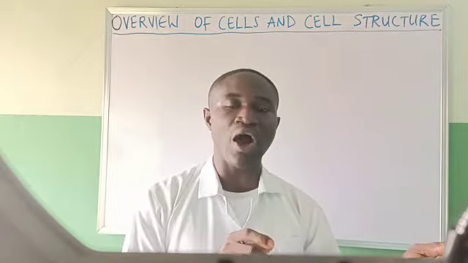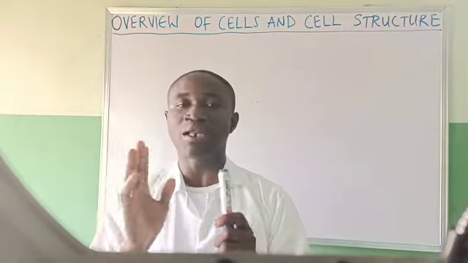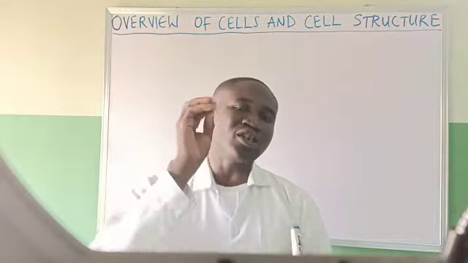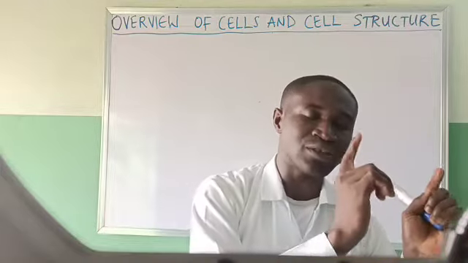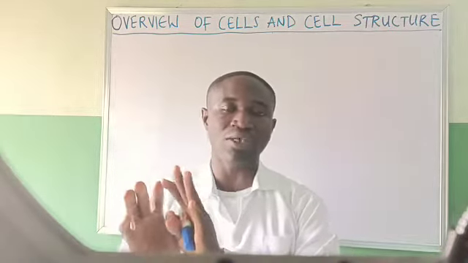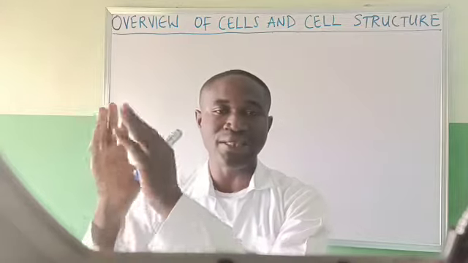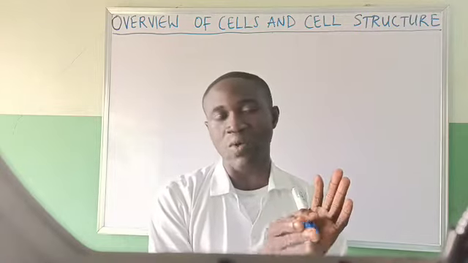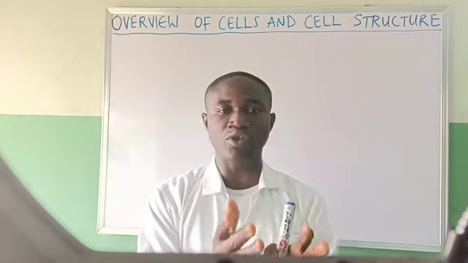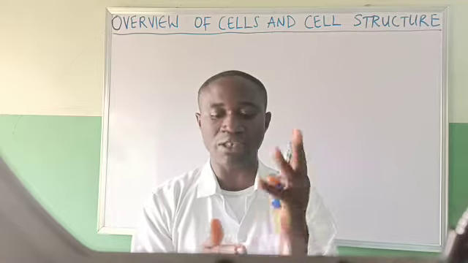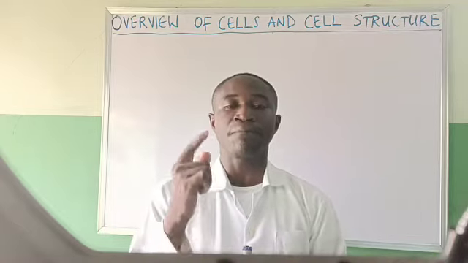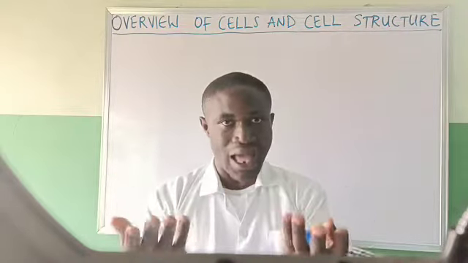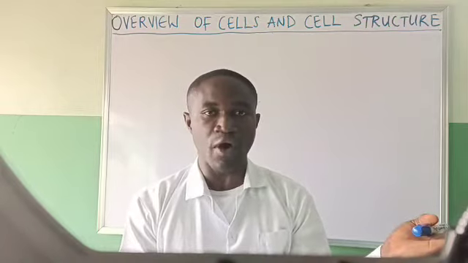That is unicellular organism and multicellular organism. When you talk about unicellular organism, we are talking about an organism that has only one cell. When you talk about multicellular organism, you are talking about an organism that has many cells, that is more than one cell. Examples of unicellular organism are Amoeba proteus, Euglena viridis, Chlamydomonas, Paramecium, and so on. Examples of multicellular organism include higher animals like human beings.